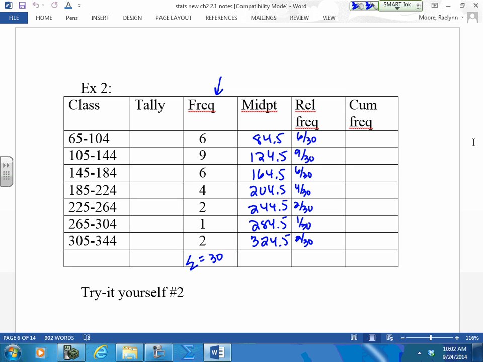If I added up this column, what do you think it would add up to? 1. Good. We have to have all our frequencies, and right now they just sit as fractions. We're going to take those fractions and just divide it out. So they divided it all out for you guys, and they got 0.2. It's in your book.